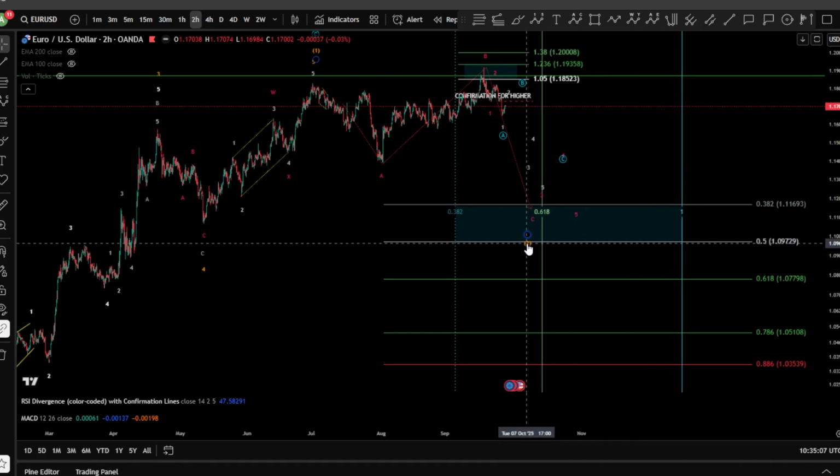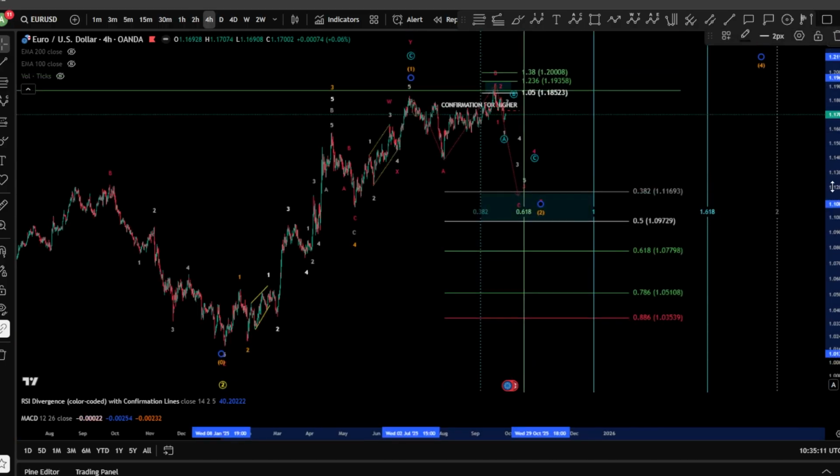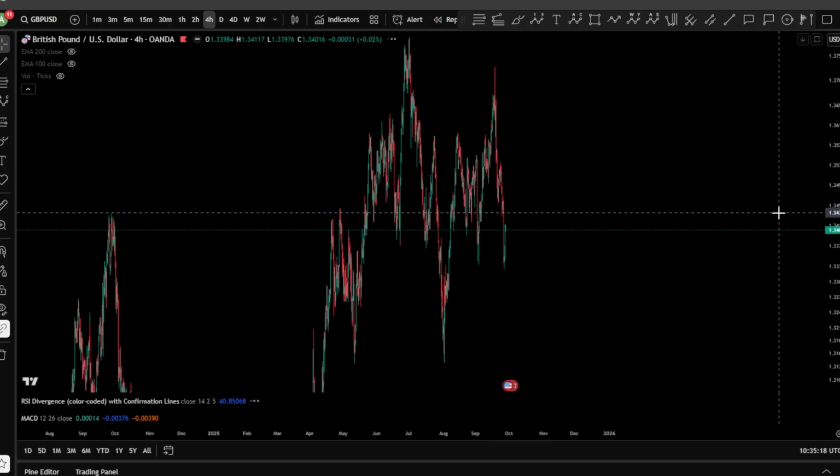That was it for the euro. This is the highest possibility in an impulse downward. Let's watch what's going to happen in the next week. Now, if we move to the GBP, so let's see what the GBP is doing as well.